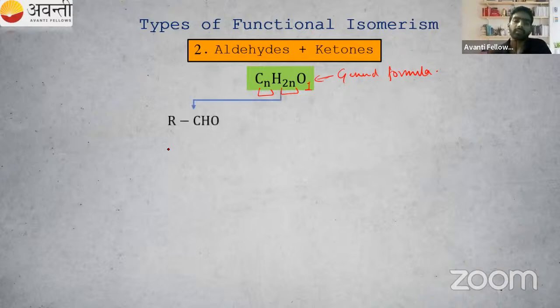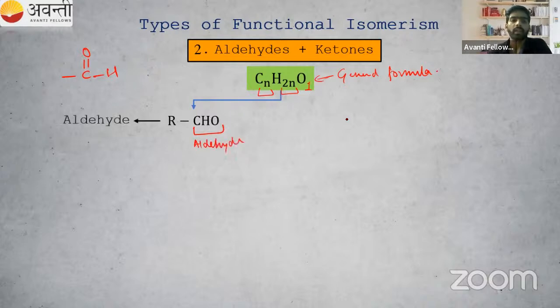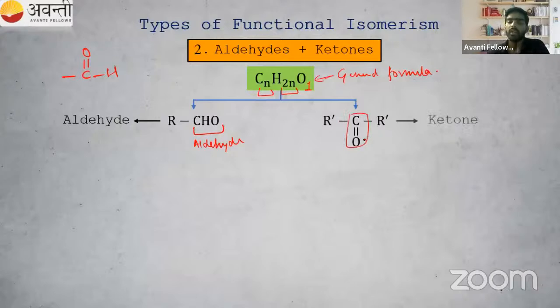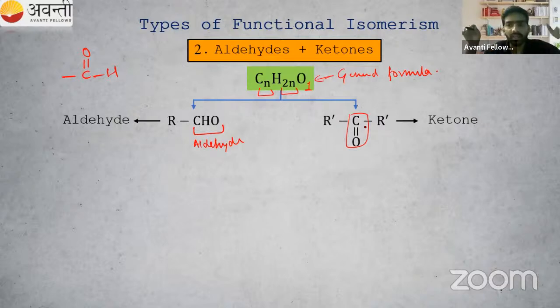Suppose, as I told you before, whenever you have CHO, it is like this: C double bond O and then H. So this is your aldehyde group. And this is your keto group. Now what is the ketone group? Ketone group is nothing but C double bond O, with both sides connected to different alkyl groups or aryl groups.